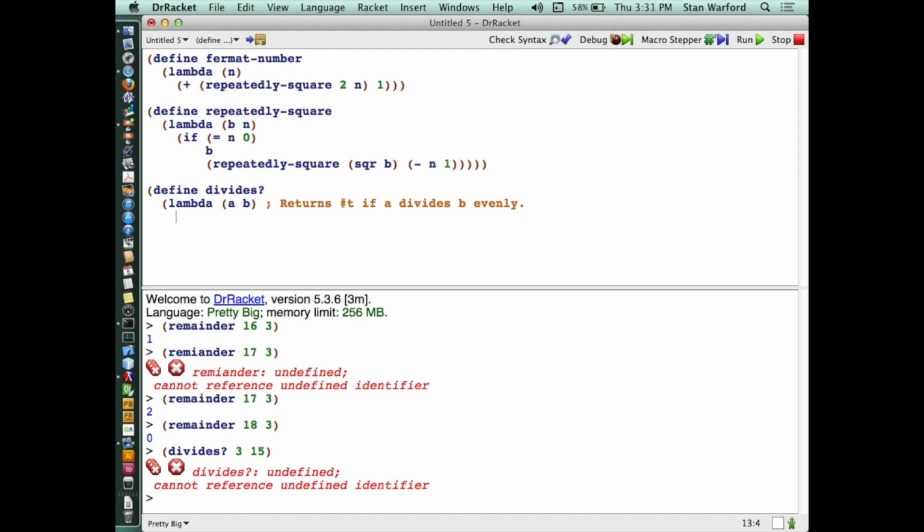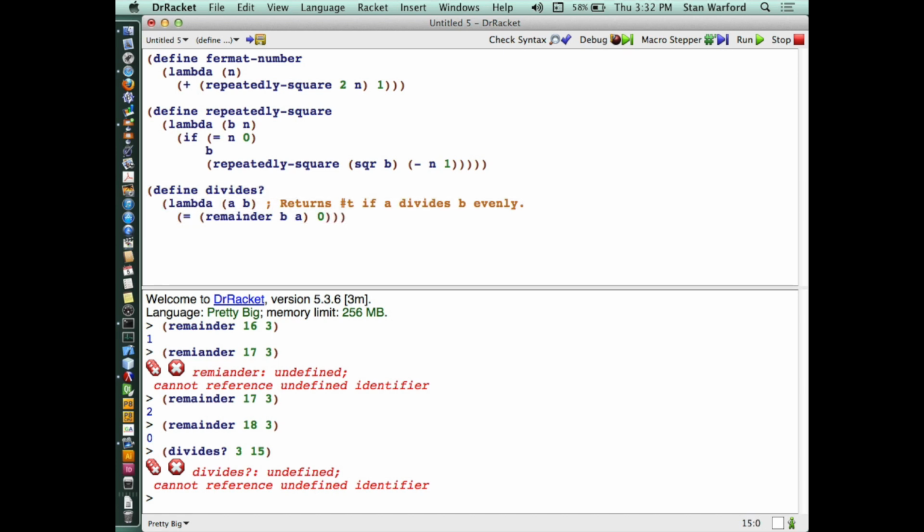A B or B A? B A. Yeah, if it does what, did you say? Equals zero. So therefore, what should I put here? Therefore, what should we start with? This is the functional paradigm, right? So we're returning, so what do we return? Equals what? Remainder B A, so zero, boom, boom, boom.